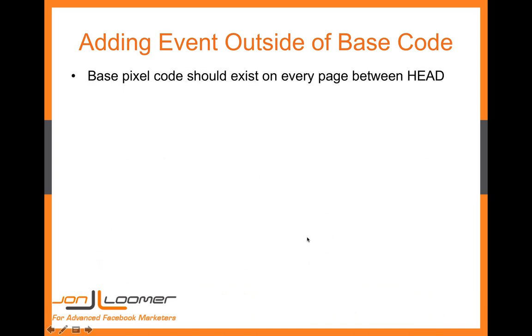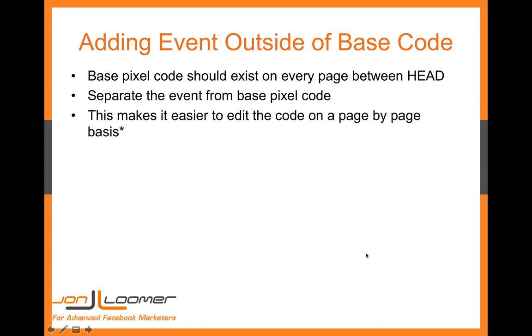But adding it outside the base code actually probably makes more sense, because the base pixel code should exist on every page between the head tags, right? So it's already across every page, and it can be difficult to edit that pixel on an individual page. So we're going to put it outside of that area. So we want to separate that event from the base pixel code. And then this makes it easier to edit that code on a page-by-page basis.